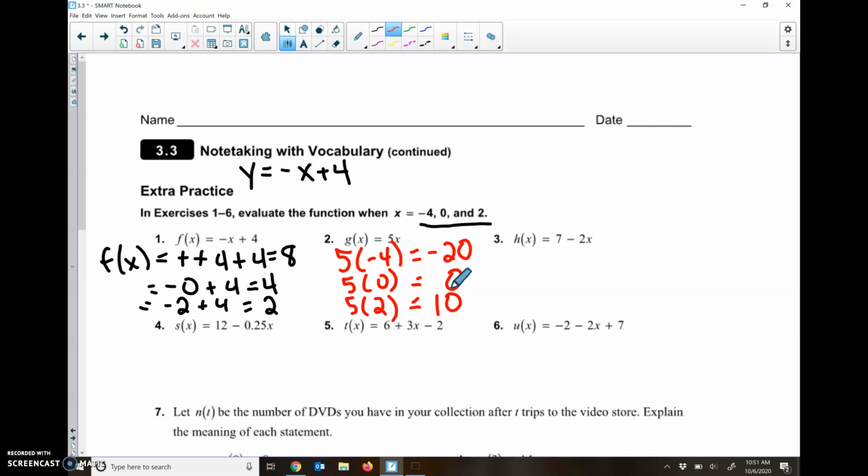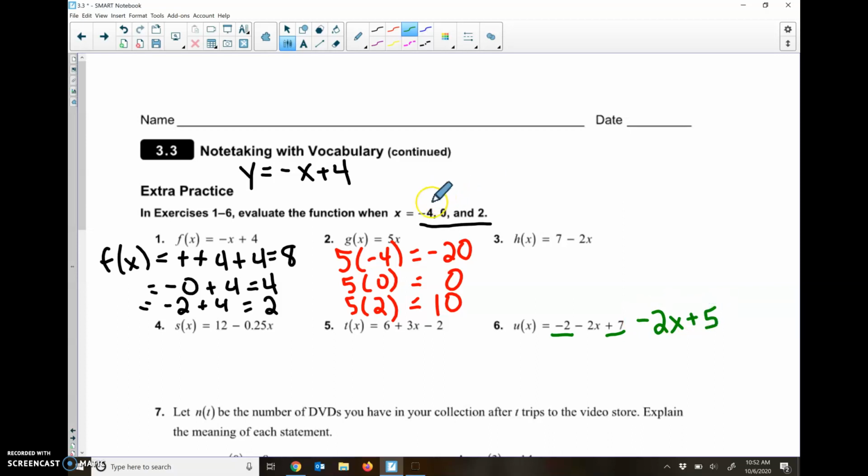For all 6 of these problems, we're just going to be plugging in those three numbers. Let's do one that's a little more complicated. Let's look at number 6 here. Let's simplify first. So we have -2 minus 2x plus 7. Since we have two numbers here, I'm going to combine those first. So I'm really going to end up with -2x plus 5.